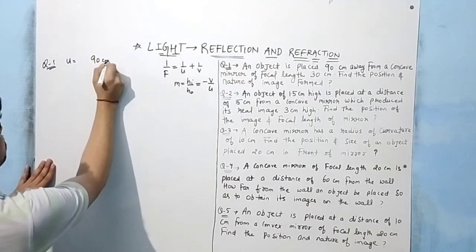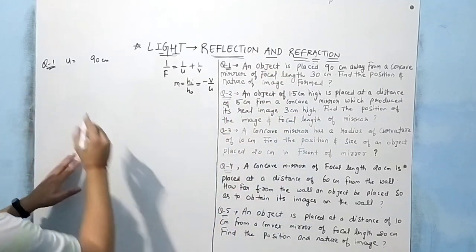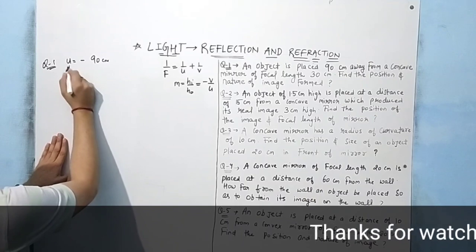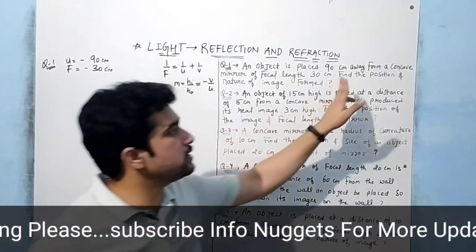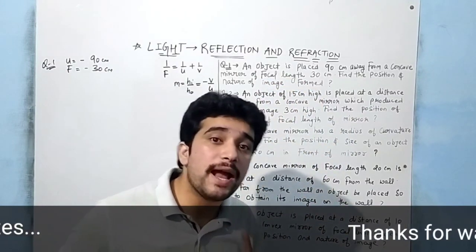90 centimeter. As you all know that in case of the concave mirror, the value of u is always negative and that of focal length is also negative. And what he is going to ask is find the position and nature of the image formed. Find the position and nature.